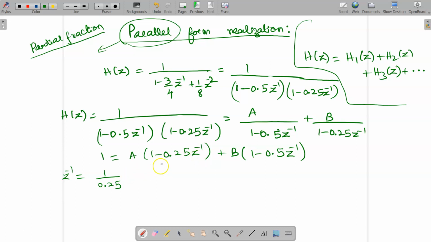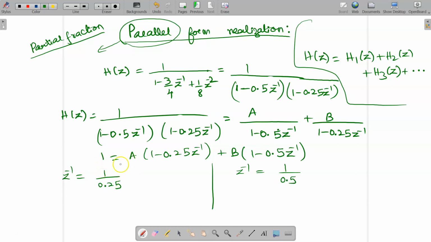Suppose we have minus here, we will be substituting 1 by plus 0.25. Suppose we have plus here, we will substitute 1 by minus 0.25. So change your sign and substitute such that the terms get cancelled. Similarly here, already we have minus 0.5, so definitely we have to substitute 1 by plus 0.5.